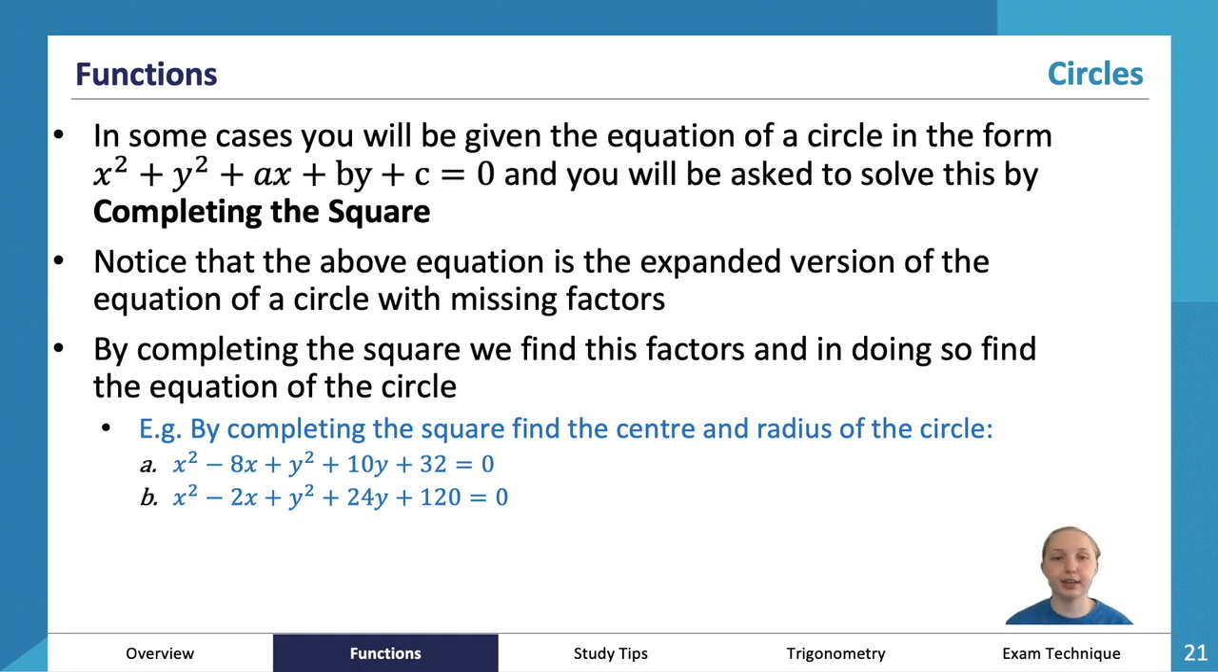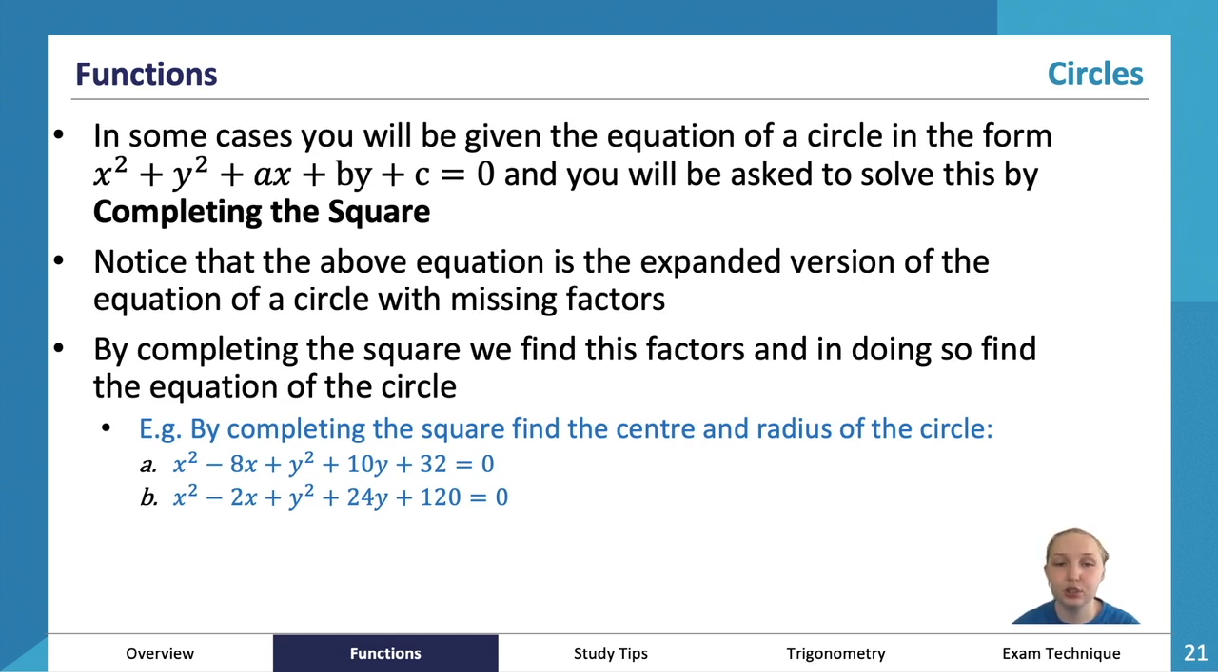That's how you'll recognize that you've got the expanded version of the equation of a circle, and you're going to need to complete the square in order to find it. That equation, x squared plus y squared plus ax plus by plus c, is essentially just the expanded version of the equation of a circle with a few of your factors missing, which is essentially what you're trying to create by completing the square.